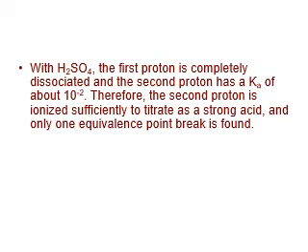Similar in strength to strong acids. So I can treat it or consider it as if it is a strong proton. The second proton is a weak proton with a large Ka value of 10 to the power minus 2. It is true that it is not a strong proton and not completely dissociated, but I can consider it as a strong proton, because its large Ka value means there is no difference in strength between it and strong acids. Therefore, the second proton is ionized sufficiently to titrate as a strong acid, as if it is a strong acid. In this case, between the first proton strength and the second proton strength, there is no significant difference in power.